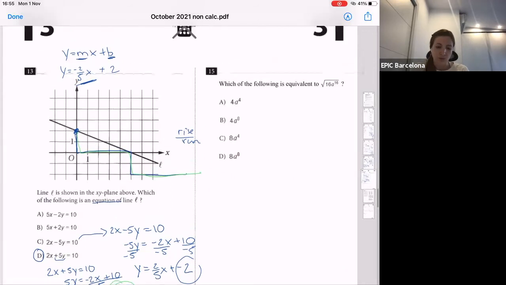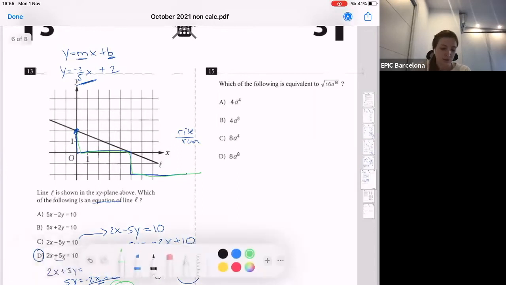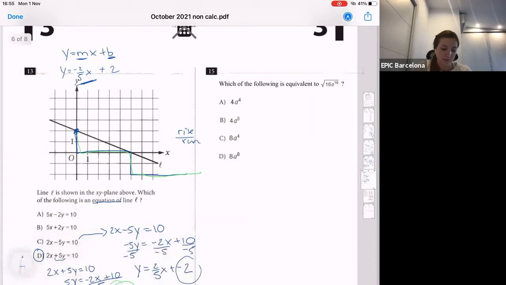Okay, so 15. Which of the following is equivalent to the square root of 16? Well, it is 4. But careful here, because they want you to think perhaps that the exponent under the square root would just be 4, which it's not. You have to think of laws of exponents, like what's really happening under here. This is like 4 times 4, right? Which gives us the 16.